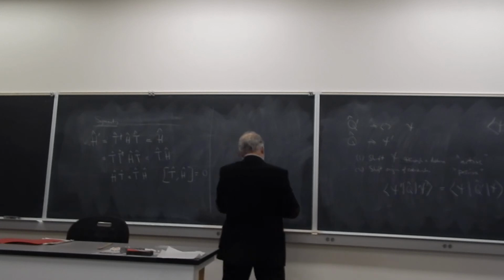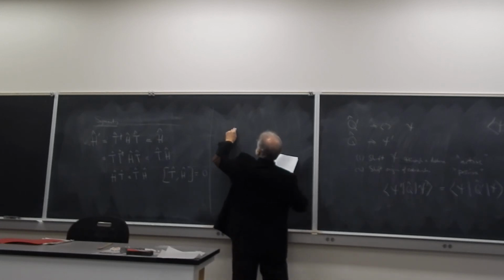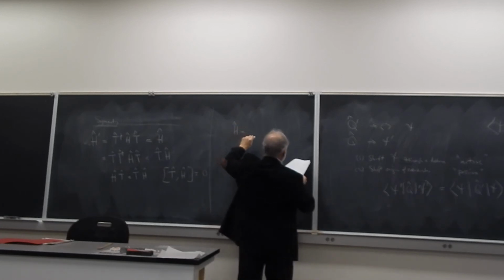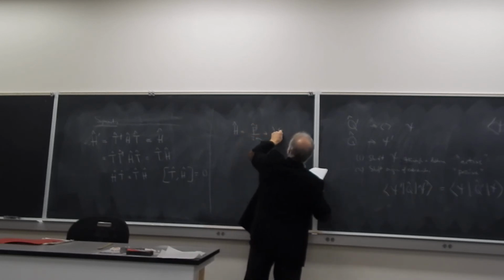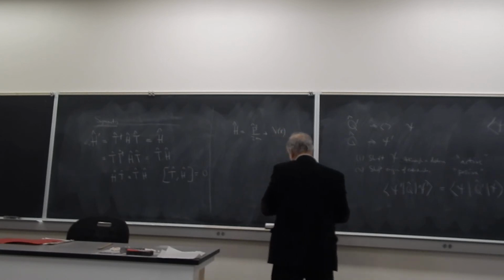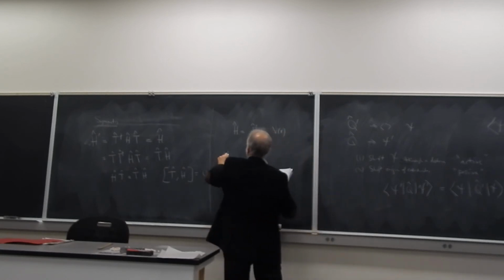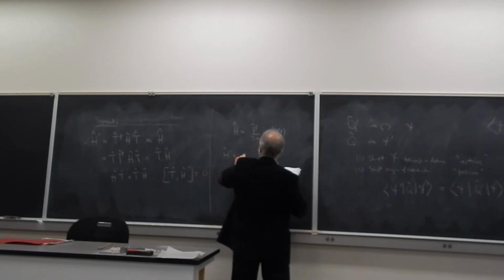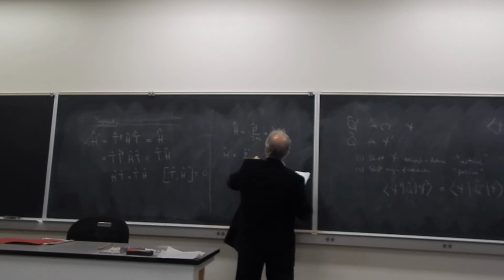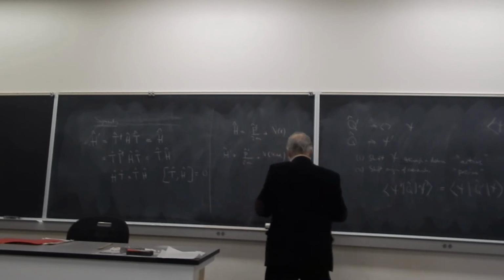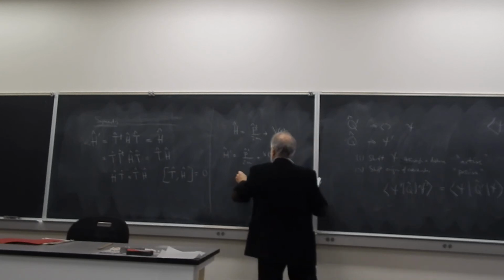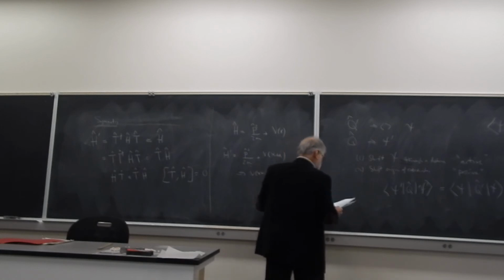Example, suppose we have a particle of mass m moving in a one-dimensional potential. So my Hamiltonian would be p squared over 2m plus V of x. The transformed Hamiltonian, H prime, would be equal to p squared over 2m plus V of x plus a, which implies that V of x plus a must equal V of x.